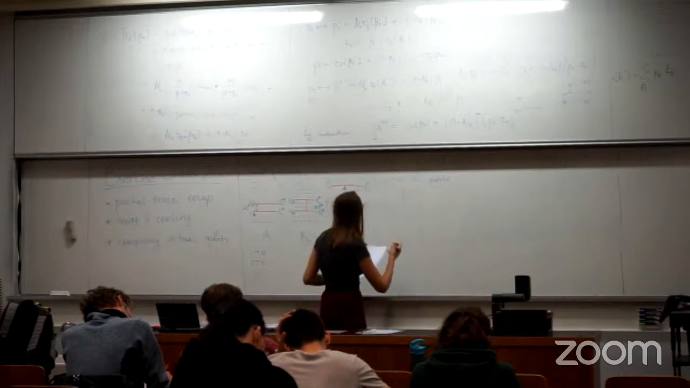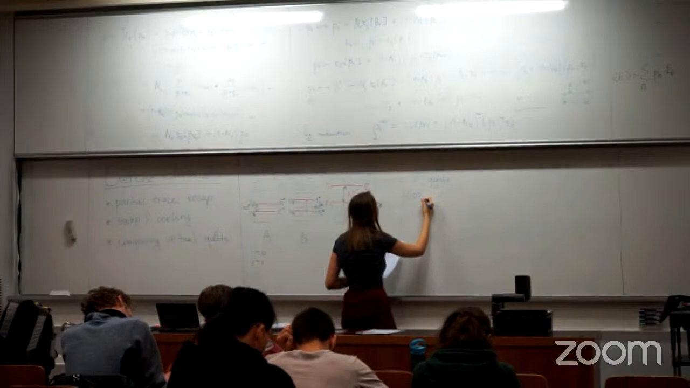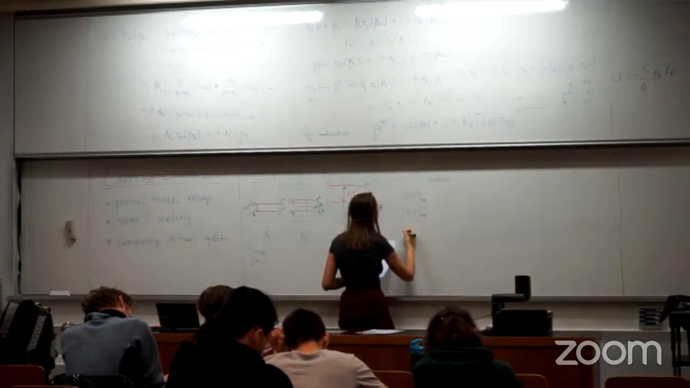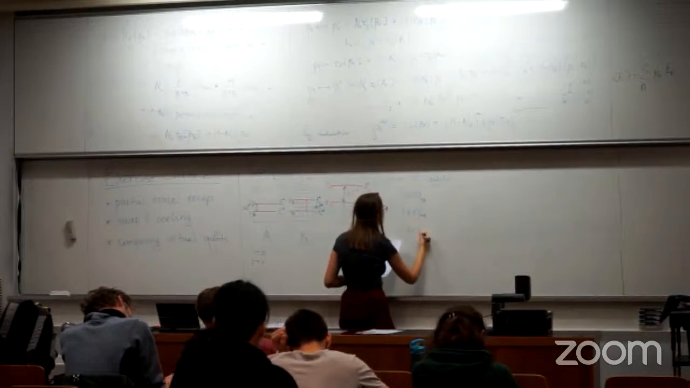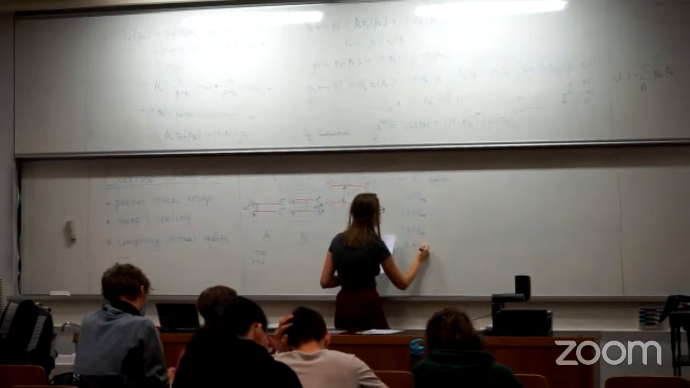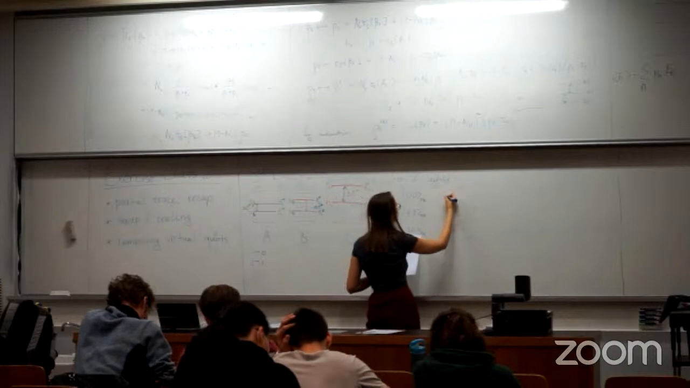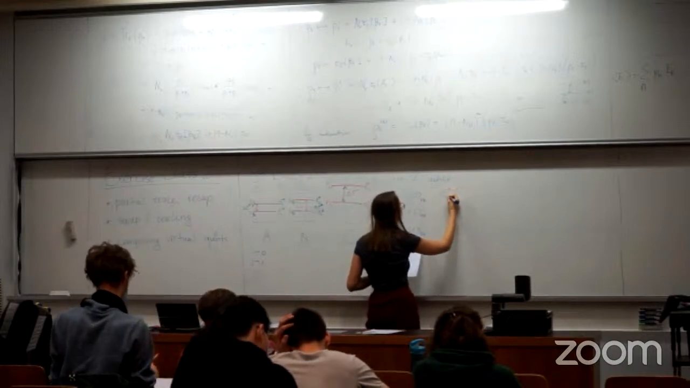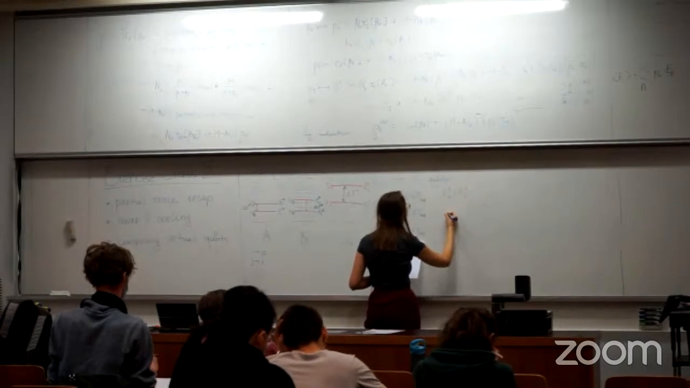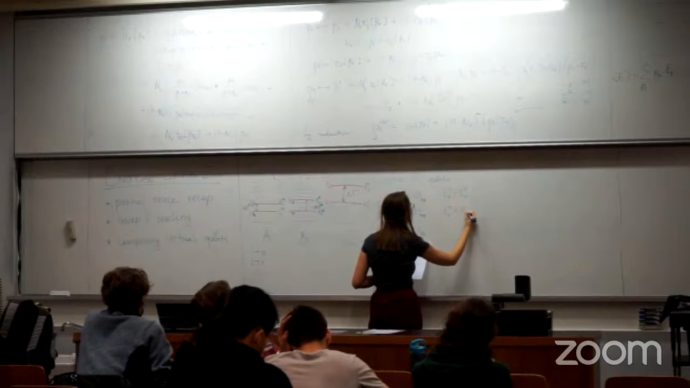So for 2 qubits, my basis states would be 0,0 on AB, 0,1 on AB, 1,0 on AB, 1,1 on AB. And here, the energy of this state would be E_A0 plus E_B0. Here would be E_A0 plus E_B1.